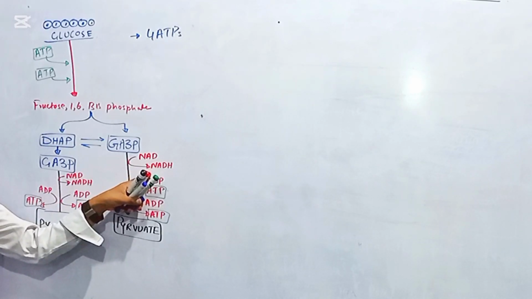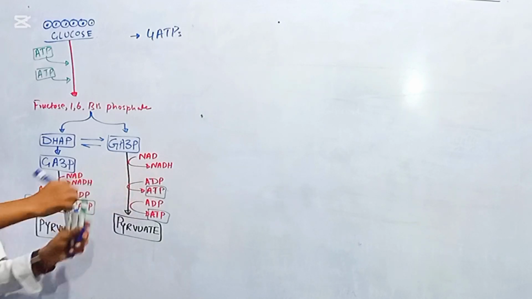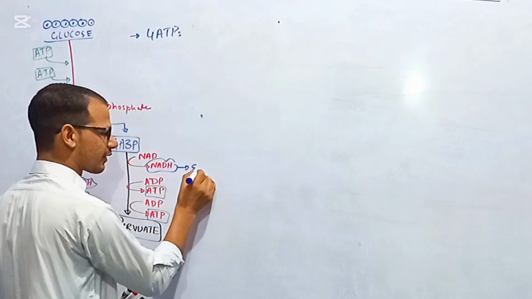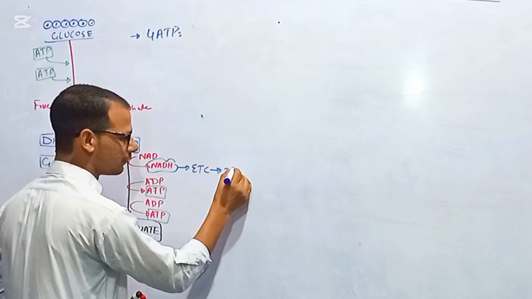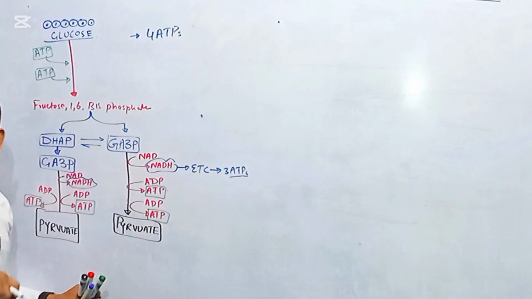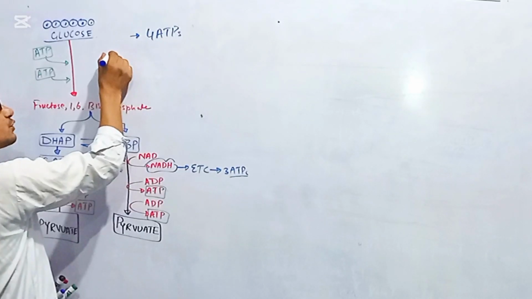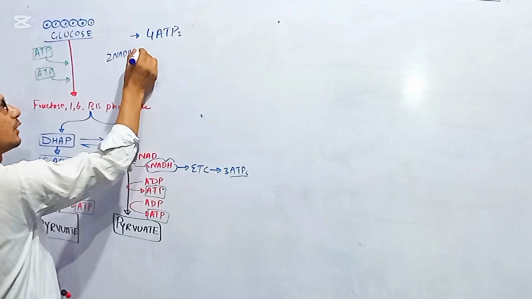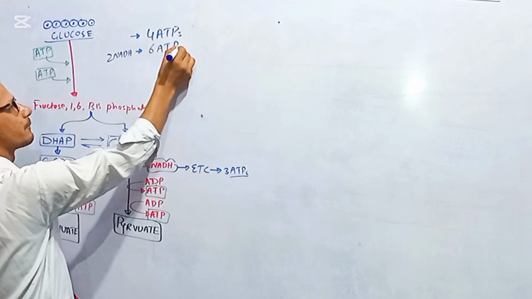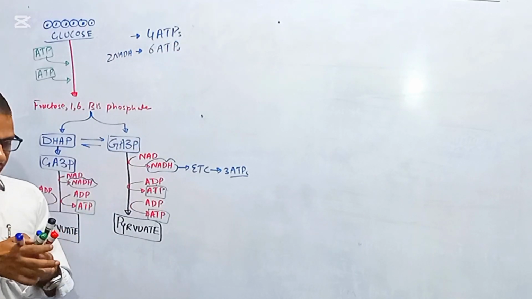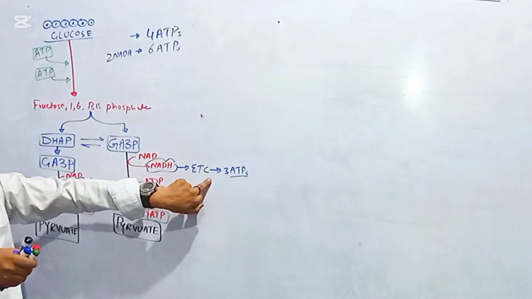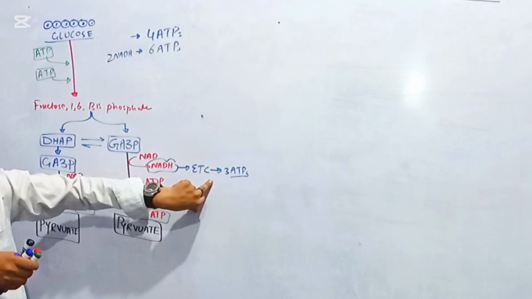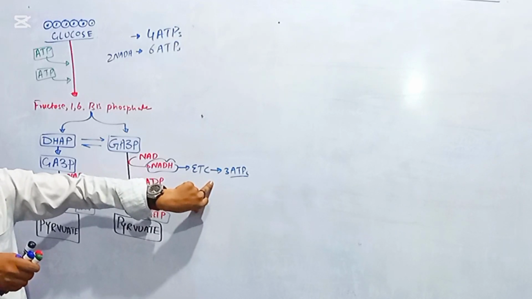One is in the form of NADH. This NADH, of course, we know that when it passes through the electron transport chain, it equals 3 ATPs, right? Here we have 2 NADH, so it is equal to 6 ATPs, right? This process occurs when oxygen is abundantly present. If oxygen is not present, it will not undergo the electron transport chain, right?